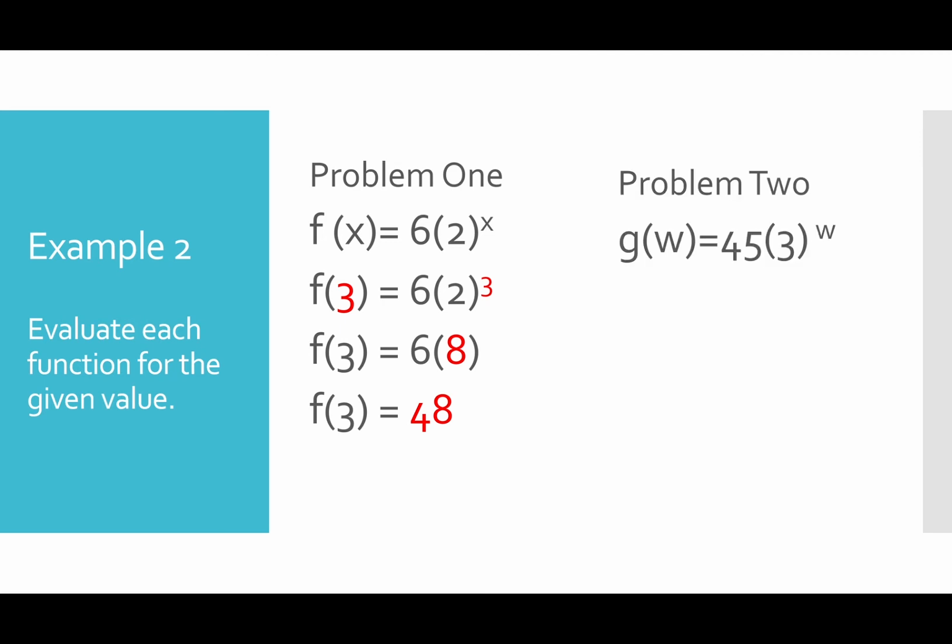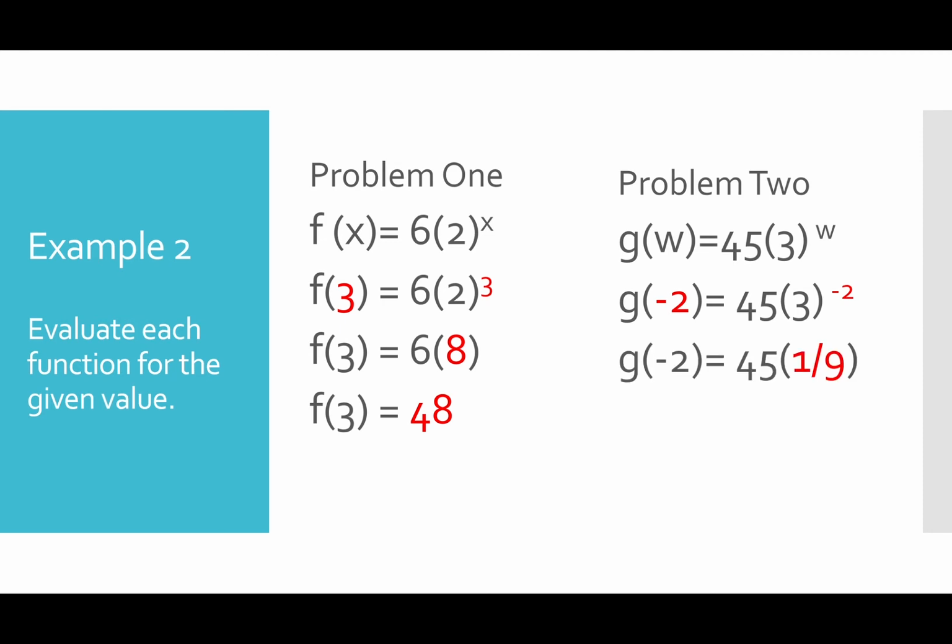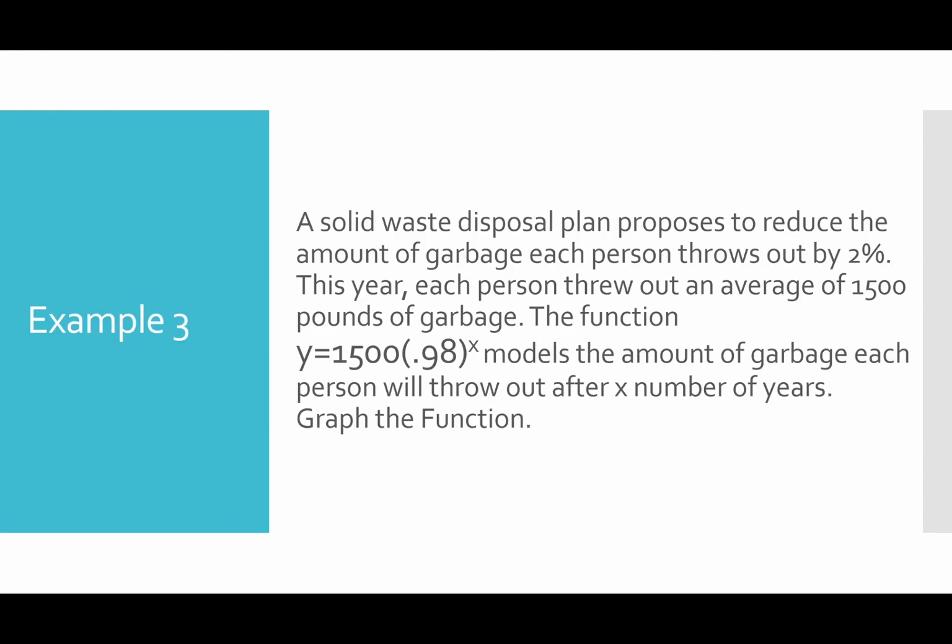In problem 2, we have 45 times 3 to the w power, and w is -2, they said, so we plug it in there. 3 to the -2, remember 3 squared is 9, so 3 to the -2 is the inverse of 9, which is 1/9. And 45 divided by 9 is 5. Okay, that's example 2.